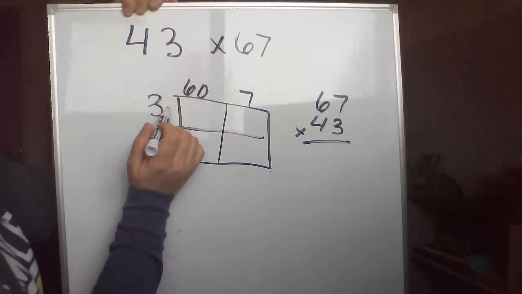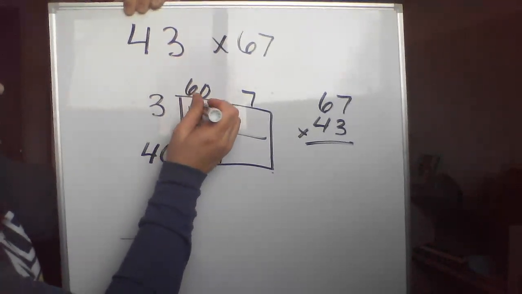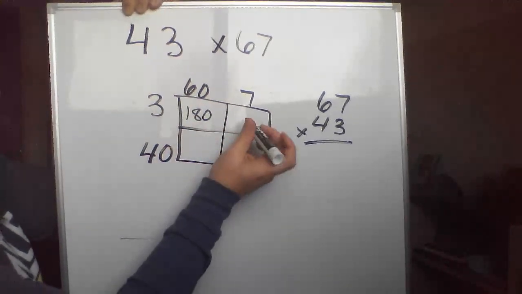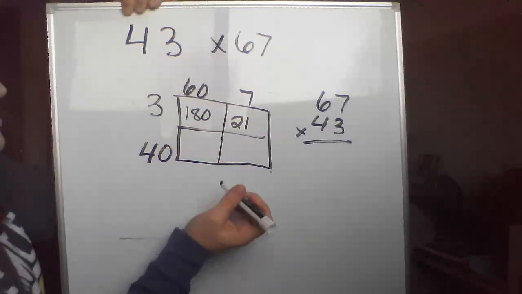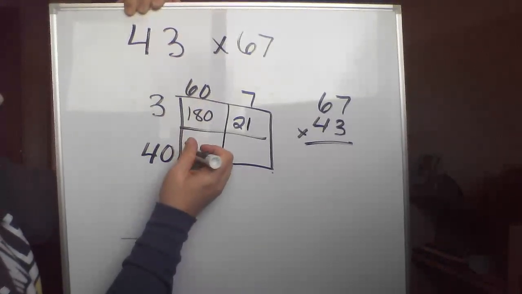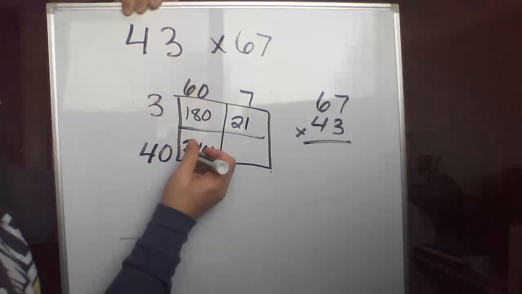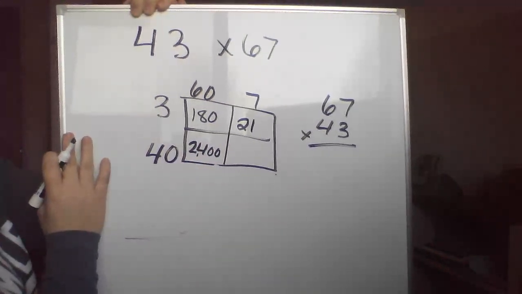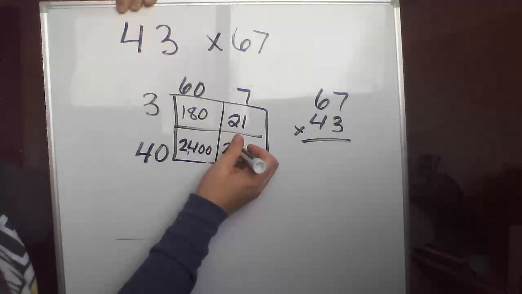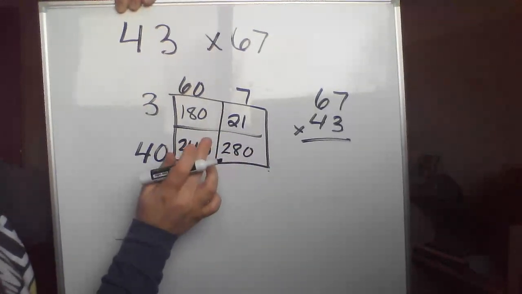So 3 times 6, 6 times 3, we know that is 18. Add our 0. 3 times 7, 21. 6 times 4 is 24. 1, 2 zeros, so that becomes 2,400. 4 times 7 is 28, plus our 0. So here's our four partial products.